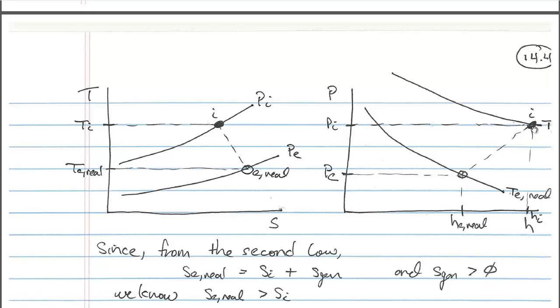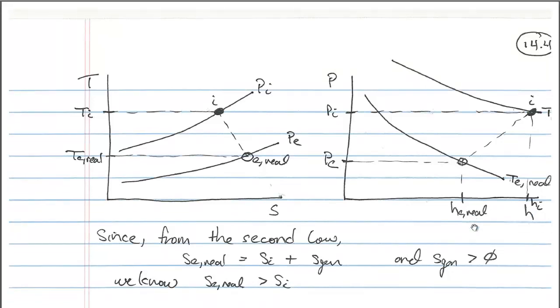Now if I drop down here to the h-axis, this point corresponds to my inlet enthalpy, and if I drop down here, this point corresponds to my real exit enthalpy. And so my work transfer is the difference between those two numbers, h_i minus h_e,real. That's my real work transfer.